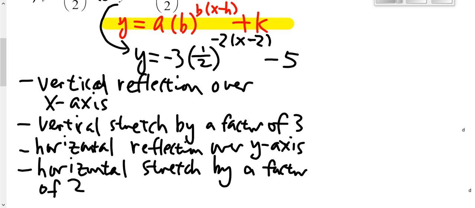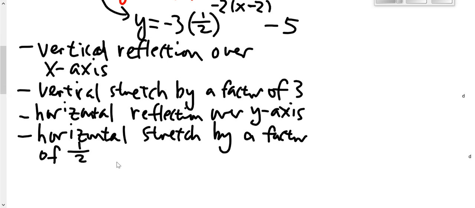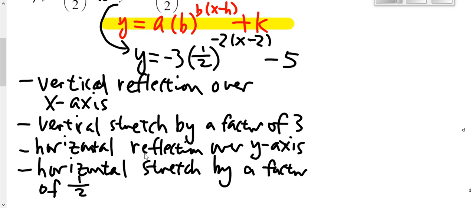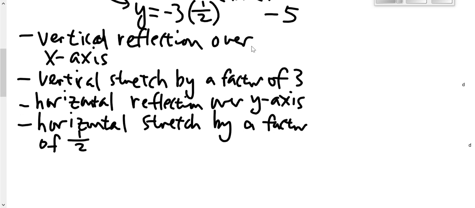Oh, sorry, I mean 1/2, because we flip the 2, so that means it is getting narrower, right? What else can you see? In this case, if you compare this and this, H is positive 2, that means there is a horizontal translation.